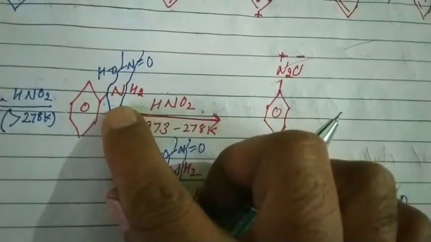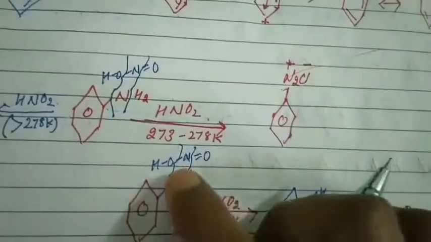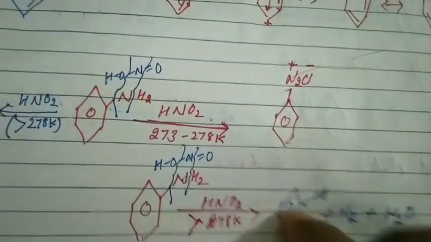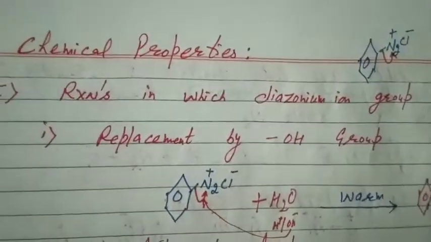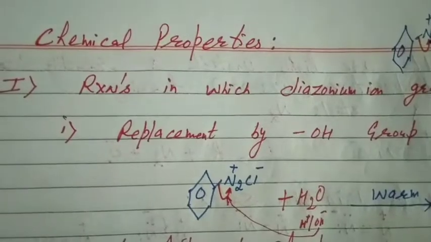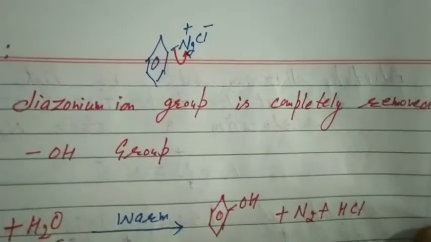Aniline, nitrous acid under ice cold condition, diazonium salt. Aniline, nitrous acid above 278 Kelvin, the product is not diazonium salt. In this case, the product is phenol. After this, students, next chemical properties. In chemical properties, we will discuss chemical reactions. First one, reactions in which the diazonium ion group is completely removed.